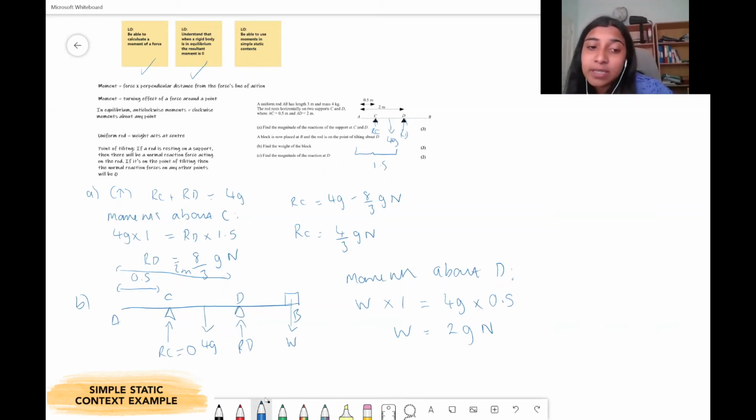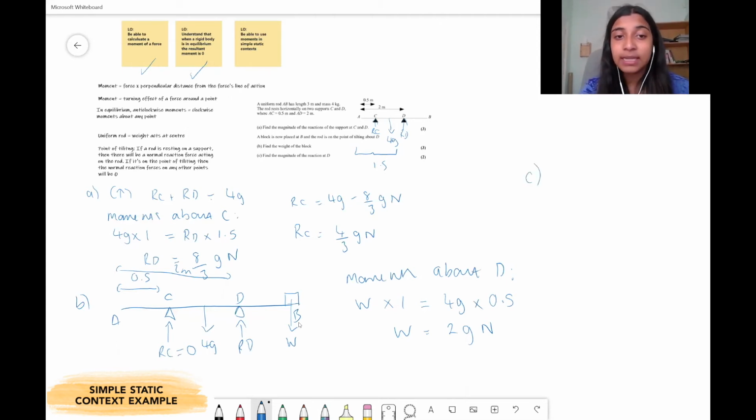We take moments about D here because we know that our RC equals 0 already, so we won't have to deal with any of the moments from it. So, to not go through the whole hassle of finding out what RD is, if you take your moments about D, you just don't have to deal with RD. It means that we can solve for W using the information that we have.